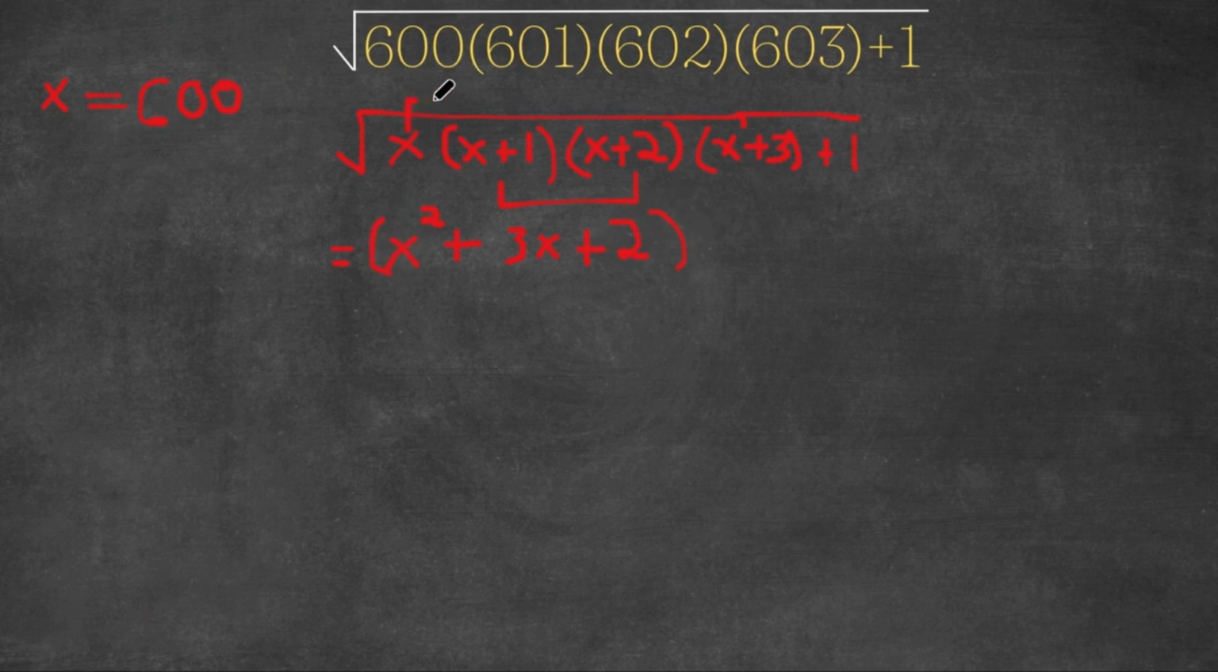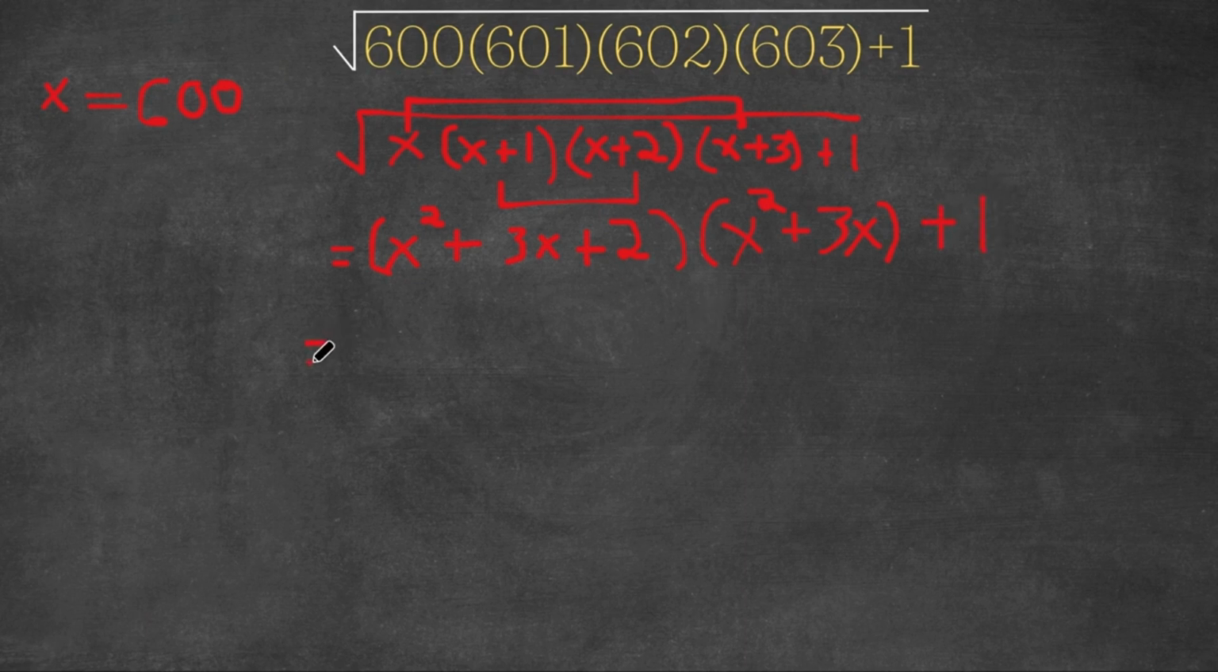And we're also going to multiply x and x plus 3. So x times x plus 3, well, x times x is x squared, and x times 3 is 3x. So we have x squared plus 3x. And this is going to be in parentheses, and we obviously have our plus 1 at the end.